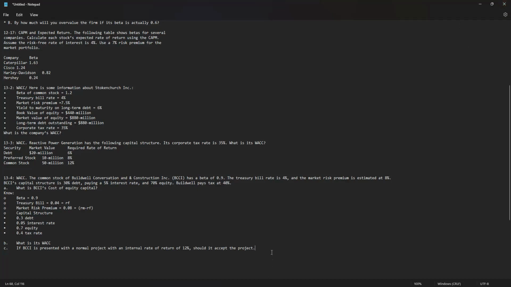I'm just going to tell you right now that this is a rule. WACC greater than IRR: do not accept. WACC less than IRR: accept. There you go. What that means is that we do not accept this project, by the way. Oh, should it accept the project? It is, we do not accept.